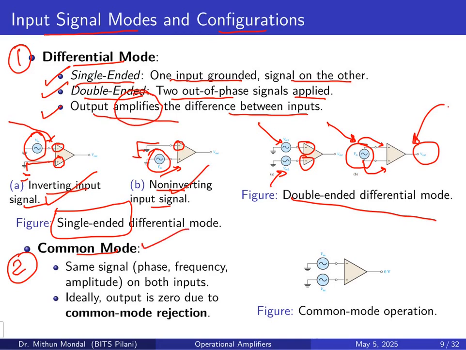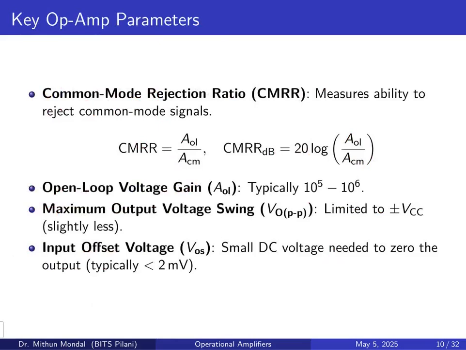In the common mode configuration, you have the same signal in terms of phase, frequency, and amplitude on both the inputs. So we are giving the input at both inverting and non-inverting, and these have the same frequency, phase, and amplitude. So ideally, we say that whatever output we are getting is zero due to common mode rejection. So this is known as the common mode input characteristic or common mode rejection, where the output is zero.